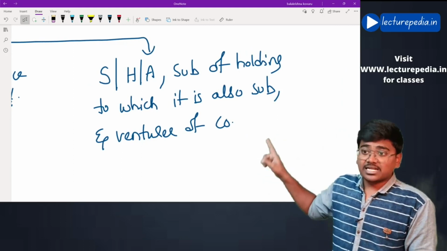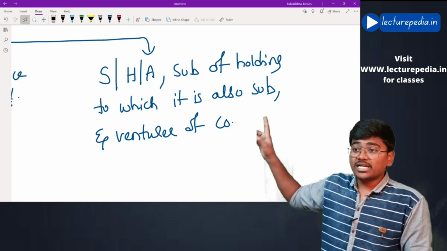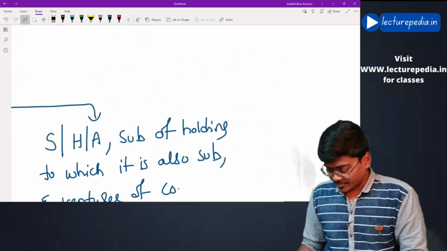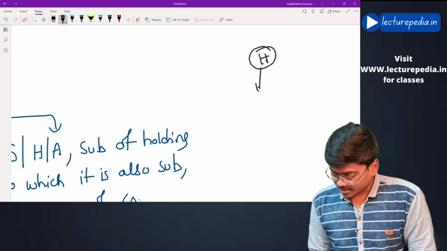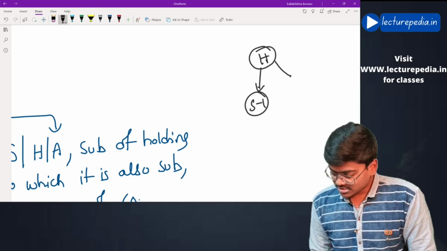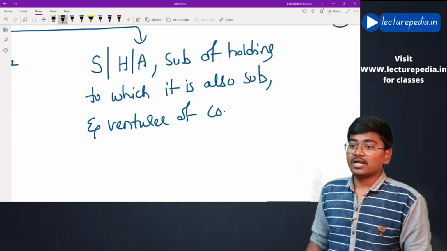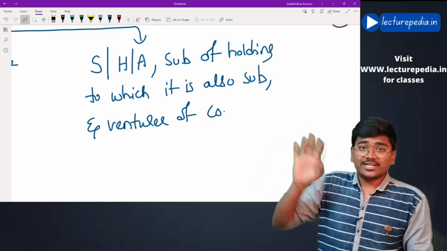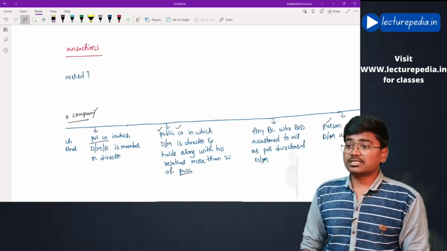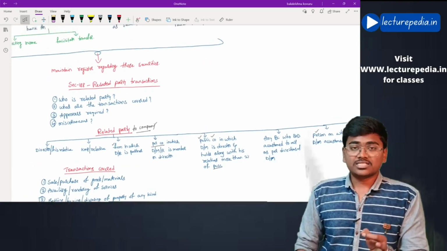And a subsidiary company, holding company, associate company, and subsidiary of holding to which it is also a subsidiary. That means there is a holding company. To this holding company, there is subsidiary 1, subsidiary 2. In this case, these both subsidiaries would be related parties to each other. Hope that is clear. And venturer of a joint venture company would also be related party to the company. These are the related parties covered under section number 188.